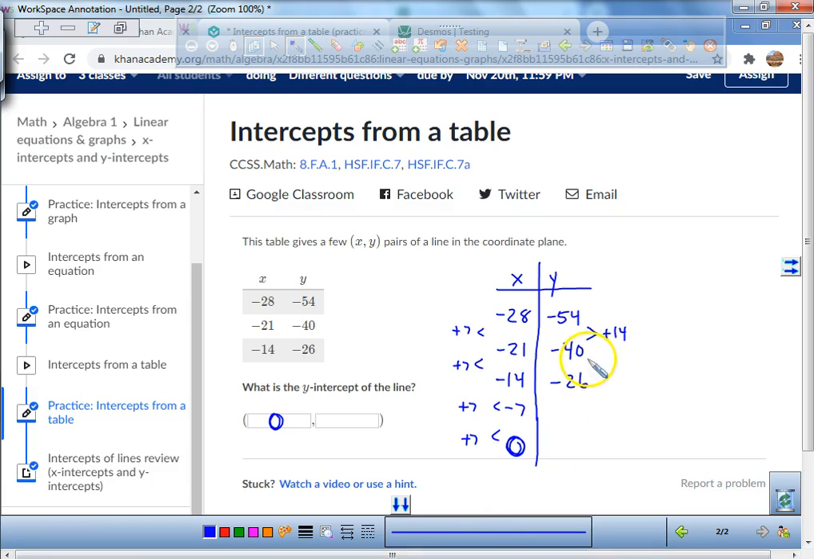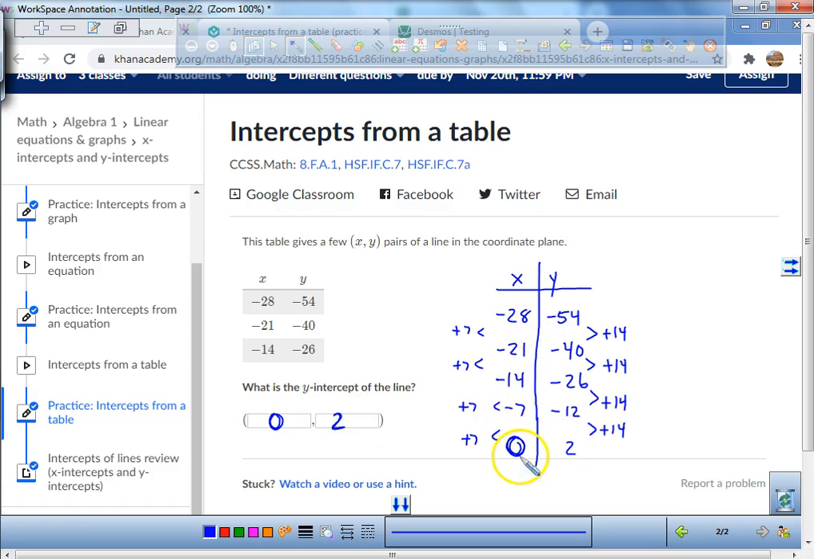If I go from negative 40 to negative 26, I'm adding 14. So what do I have to do to this negative 26? I got to add another 14. And what is that going to put me at? It's going to put me at a negative 12. And then I got to add one more 14. And that's going to put me at a 2. So I feel pretty confident that my y-intercept is going to be a 2.